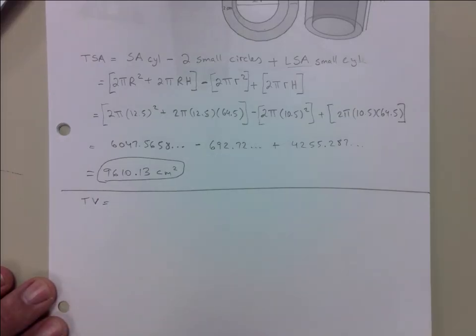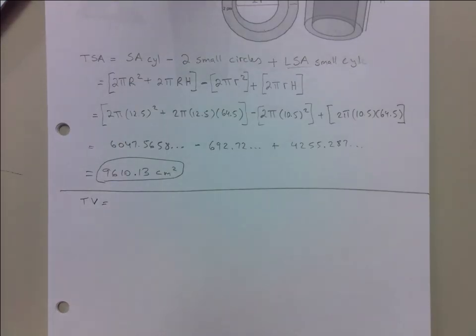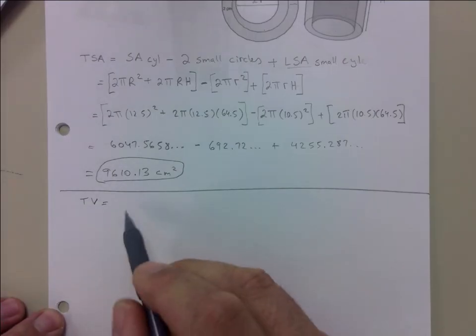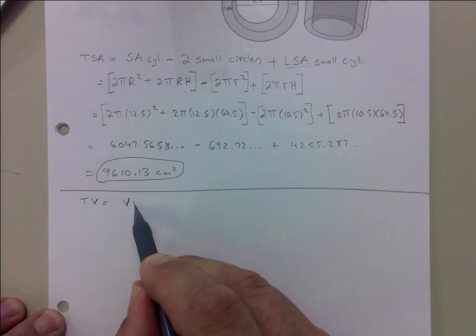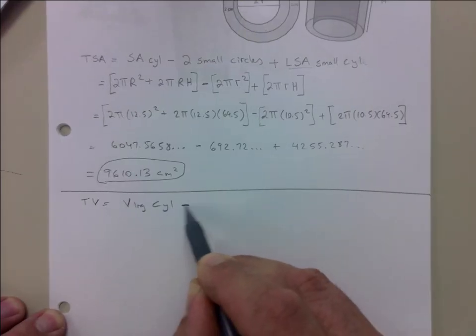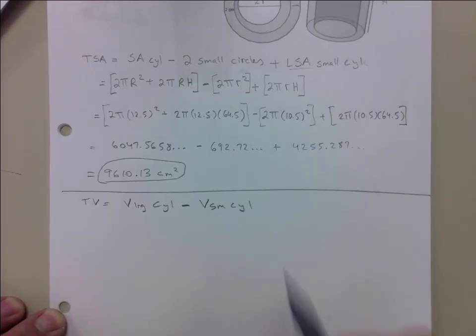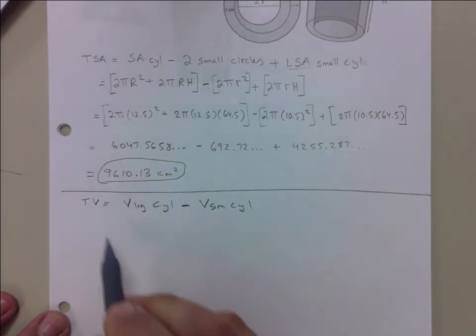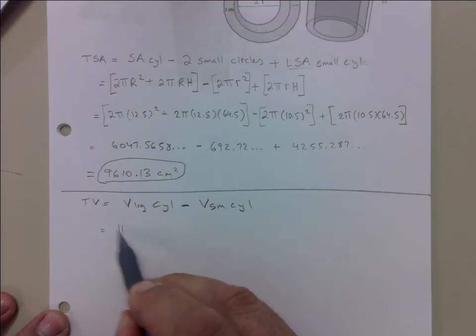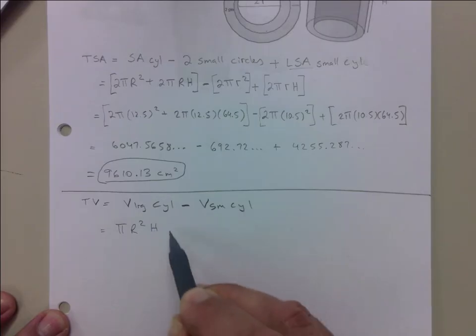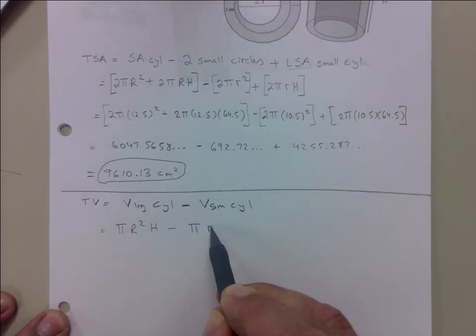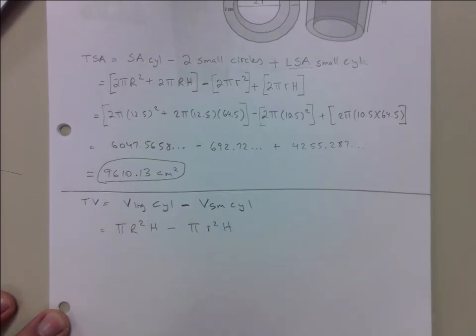Volume, in my opinion, is a lot easier. You're not worrying about faces missing. You just want volume of large minus volume of small if there's a hole. If things are stacked, you want to add them, right? You want to add the volumes of those shapes. That's it. Okay, so you don't worry about is there a face missing, what is happening. So I'm just going to go volume of large cylinder minus volume of small cylinder. Okay, that's all that is to it. And that one is pi r squared h minus pi small radius, right, squared h. They have the same height, by the way.